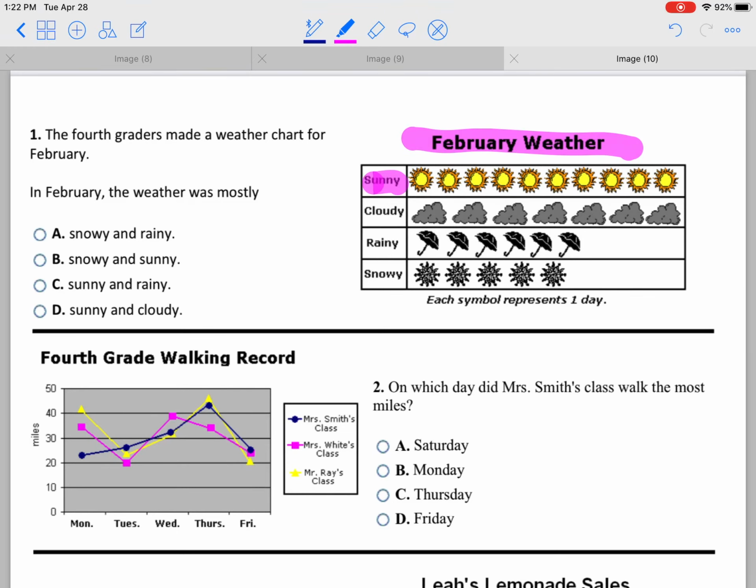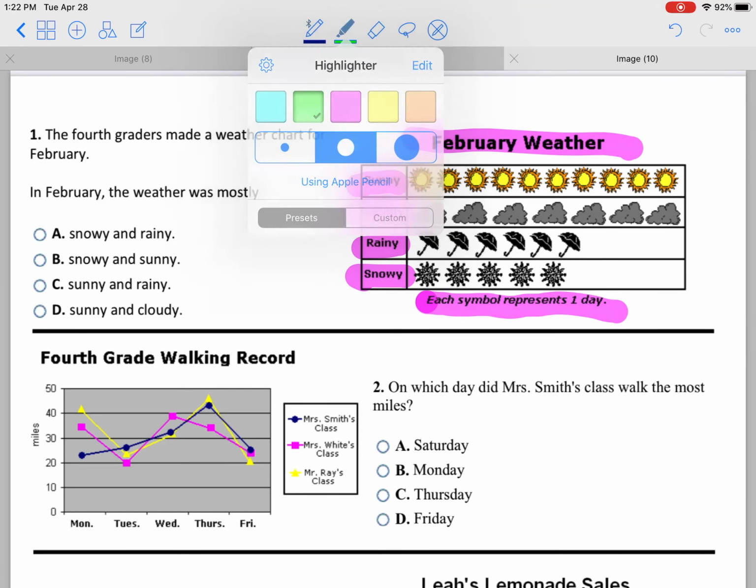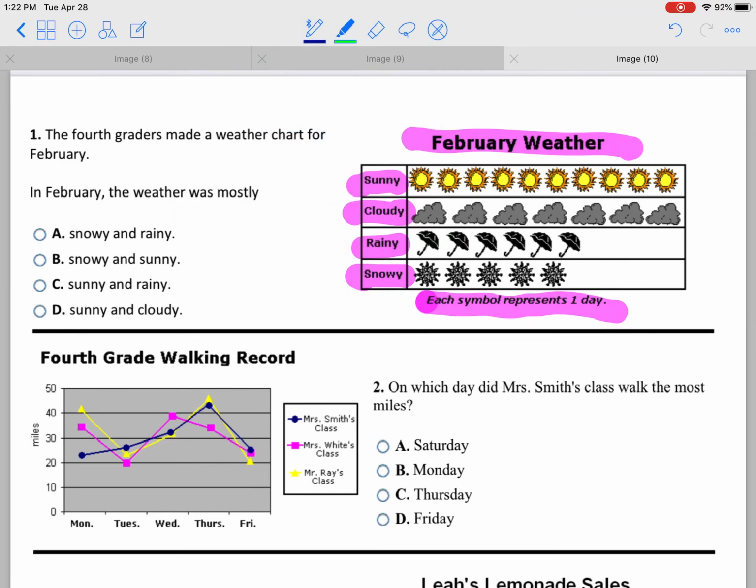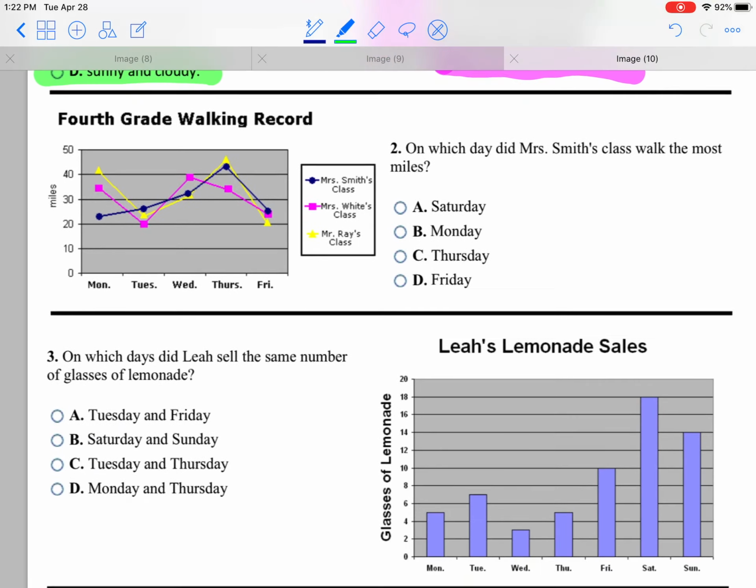here. We're talking about the February weather, and we have sunny, cloudy, rainy, and snowy. I think it's very important, just like we've learned in math, to look at this key. Each symbol represents one day. And the question says, in February, the weather was mostly, and when I look at this, I can see that the weather has been, mostly the two that are the same or the longest here are going to be sunny and cloudy. So over here, I'm going to look at D, and it's sunny and cloudy.